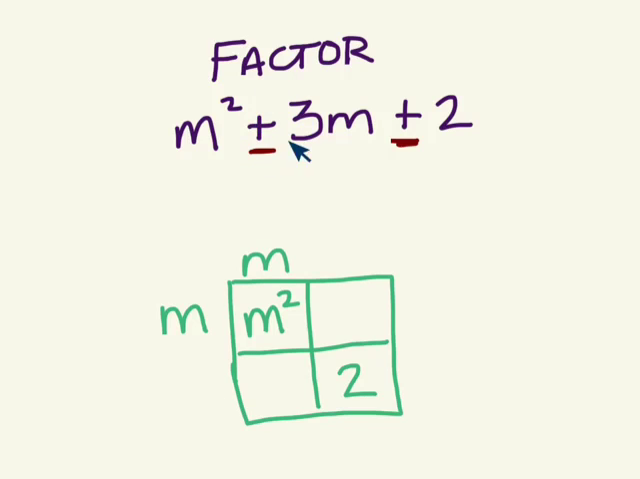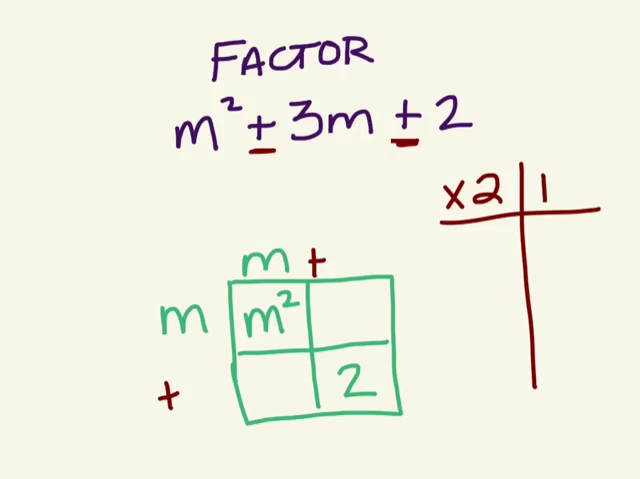This sign right here tells us, okay, if this is the same sign, now I look over here at this sign, it tells me they're both going to be positive. So I can put plus. Now I got to figure out those two numbers. I've got to find numbers that are a multiple of 2, and that when you add them up, they equal 3. So let's see what we have.